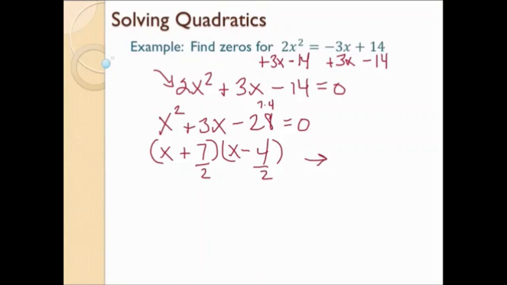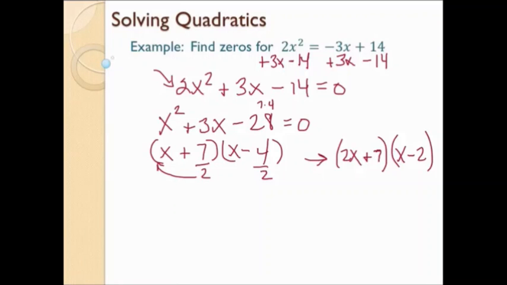So that's going to eventually give me, I can't reduce 7 halves, so I'm going to slide the 2 back over in front of the x. So 2x plus 7. And 4 divided by 2 is 2, so x minus 2. Alright, so I'm now done factoring.